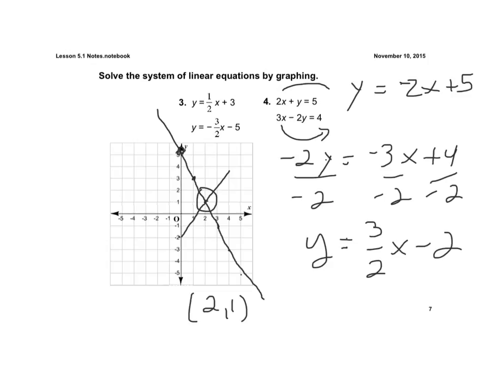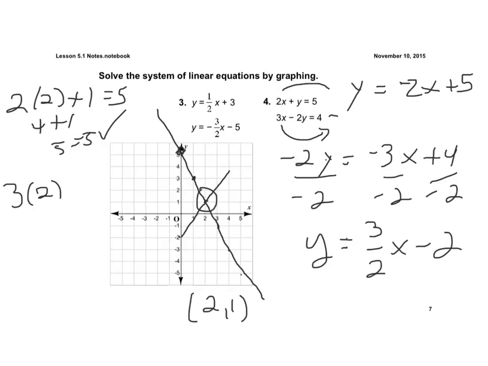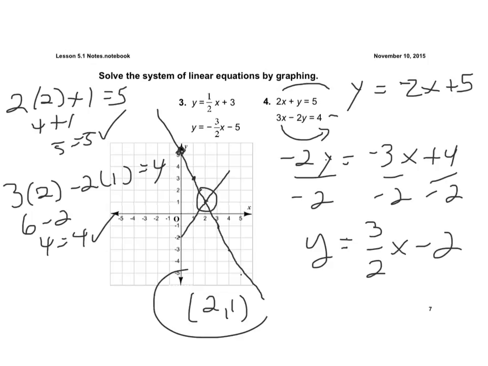And again, I'm going to check in the original. So I have 2 times 2 plus 1 has to equal 5. 4 plus 1 is 5, and 5 equals 5, so that checks. Now I'm going to plug it into the next one. So 3 times 2 minus 2 times 1 has to equal 4. That's 6 minus 2 is 4, and 4 is equal to 4, and that checks. So we've determined that (2, 1) is the solution to that system.